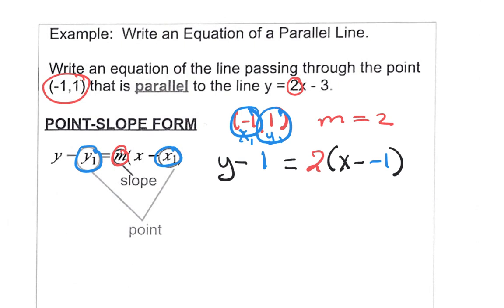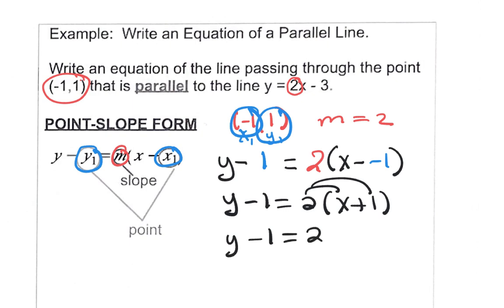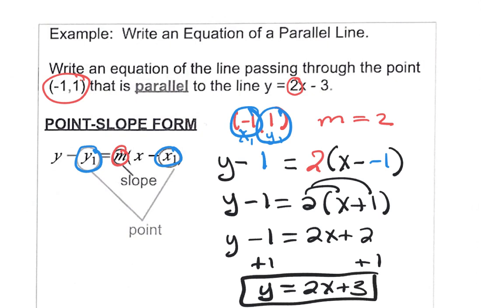So once you plug that in, we just have to get it into y equals mx plus b form. So let's do a little bit of simplifying before we do that. Notice that x minus a -1 is really x plus 1. And then we just distribute the 2. So 2x plus 2. And then we can move the 1 to the other side. And now we have the equation y equals 2x plus 3. So this equation would be parallel to this line.